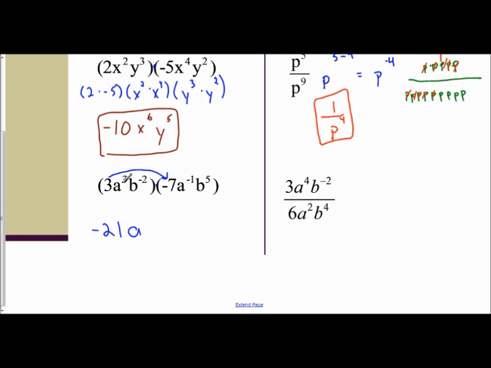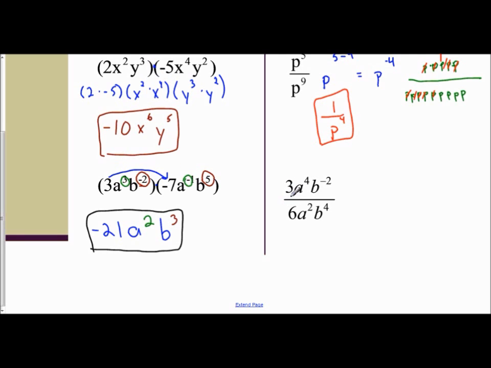And so my exponents for a are 3 and negative 1. Add those and I get 2. My exponents for b are going to be negative 2 and 5. And so I add those exponents, and negative 2 plus 5 is 3. So my final answer is negative 21 a squared b cubed. So even though you have negative exponents here, you still follow the same idea of when you multiply like bases, you add them.